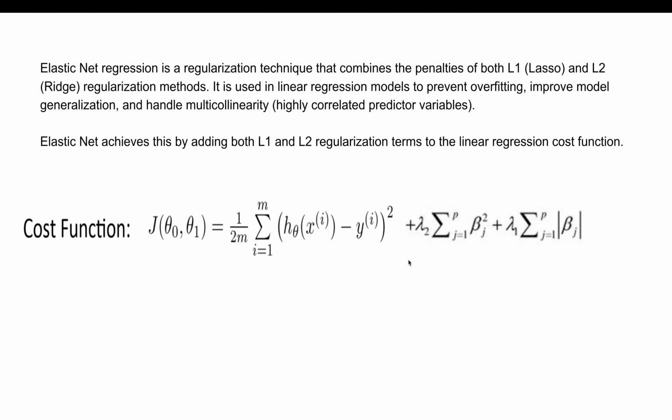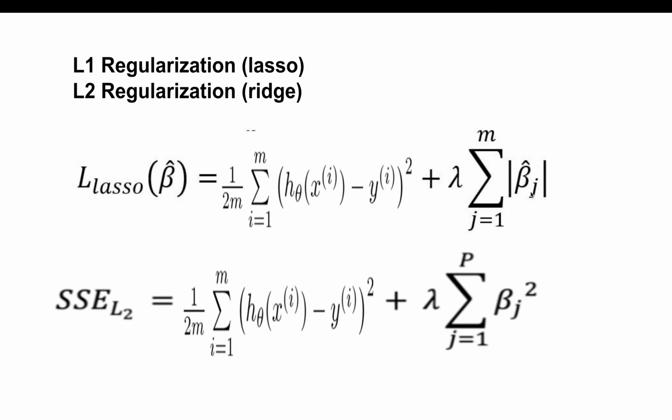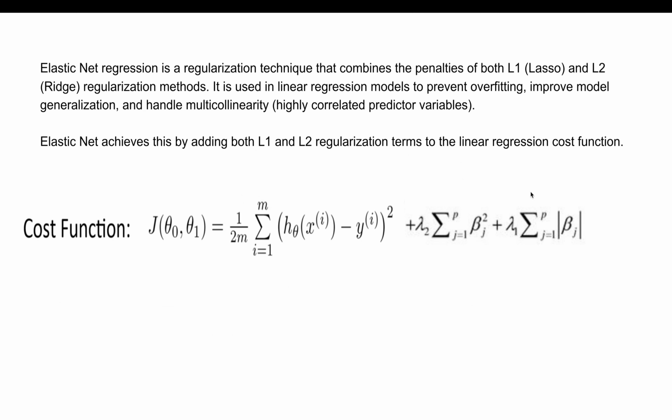So here you are adding both L1 as well as L2 regularization terms to the linear regression cost function. The cost function is actually the same, but you have added both L1 and L2 regularization. This is called your ElasticNet. So whenever we develop a model and want to make sure that we do both regularizations, we go for ElasticNet regularization or ElasticNet regression.